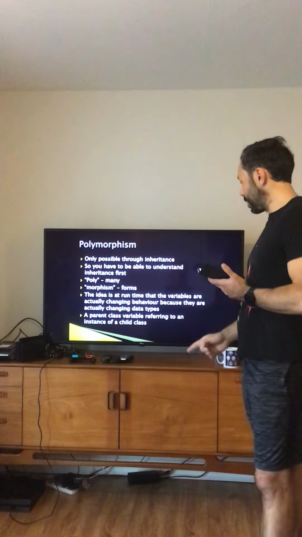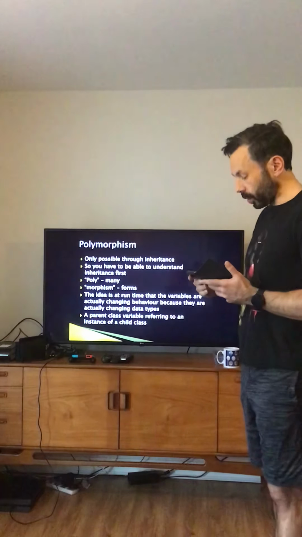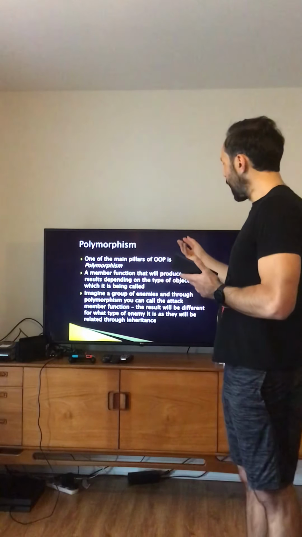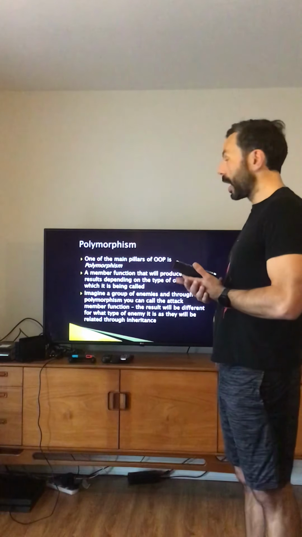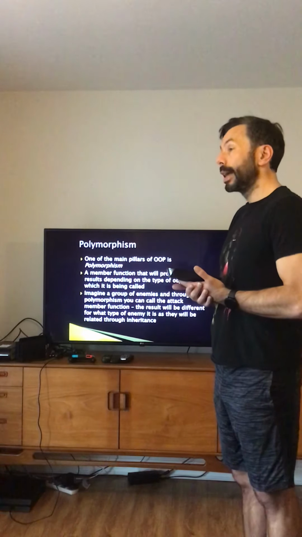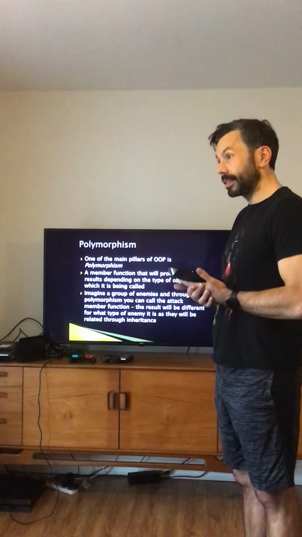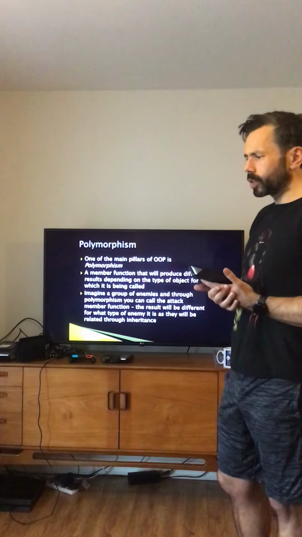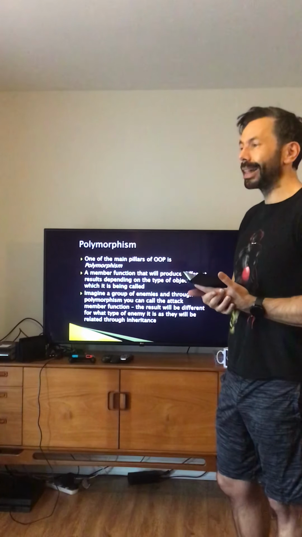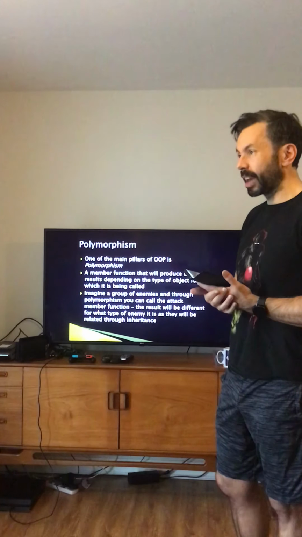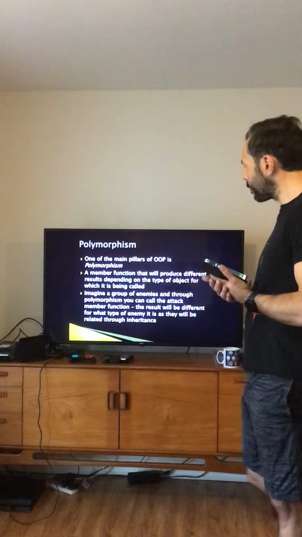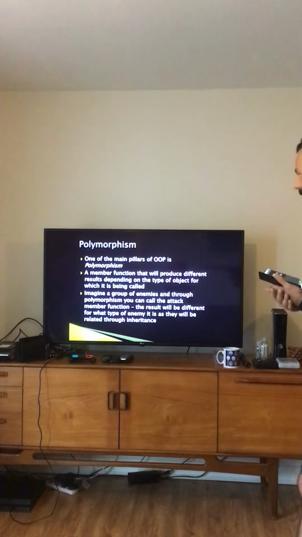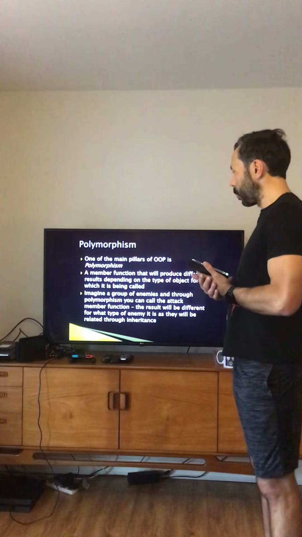A parent class variable referring to an instance of a child class. Okay, one of the main pillars of object-oriented programming, polymorphism. So we've been through this sort of thing before: encapsulation, abstraction, inheritance, and polymorphism. Those are the four main pillars of object-oriented programming. There are other things as well that we could cover, but anyway. A member function that will produce different results depending on the type of object for which it is being called.